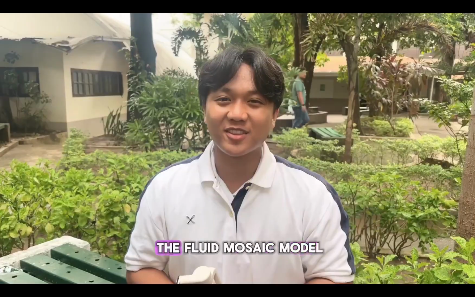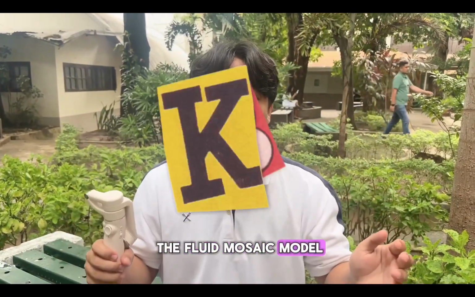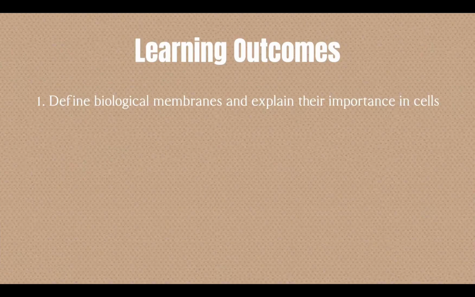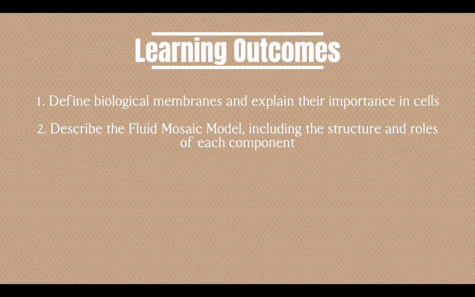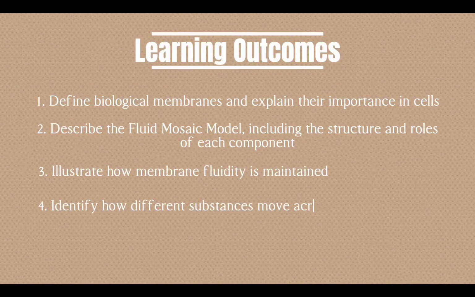Now let's talk about the fluid mosaic model. By the end of the lesson, students should be able to, first, define biological membranes and explain their importance in cells. Second, describe the fluid mosaic model, including the structure and roles of each component. Third, illustrate how membrane fluidity is maintained. And fourth, identify how different substances move across membranes.